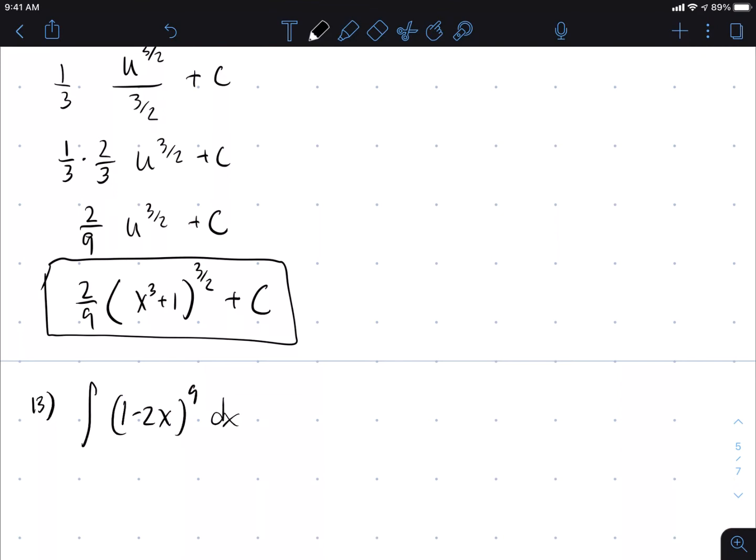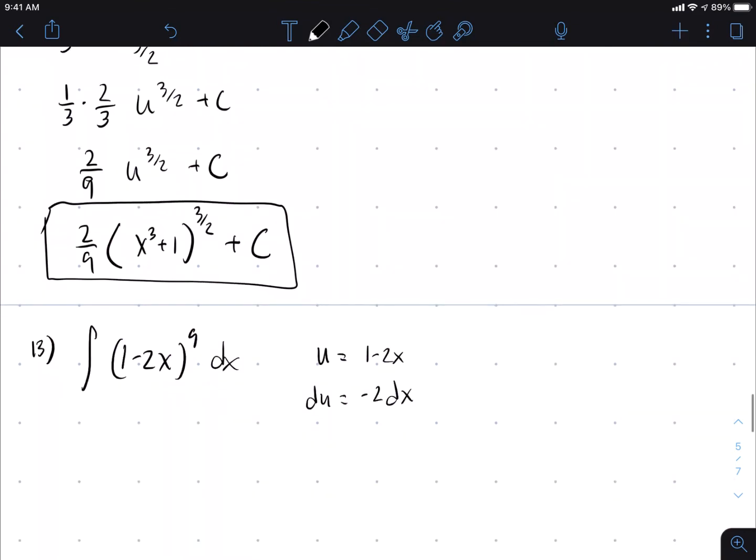The 9 is an external function. So I'm going to say, all right, u is 1 minus 2x. If I take the derivative, I'm going to get du is equal to what? Negative 2 dx. Don't forget the dx. Now remember, I don't want constants on that side unless they're in the original function. So I'm going to get a negative 1/2 du is equal to dx.